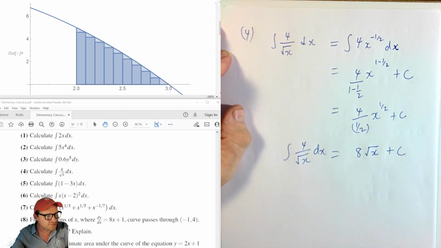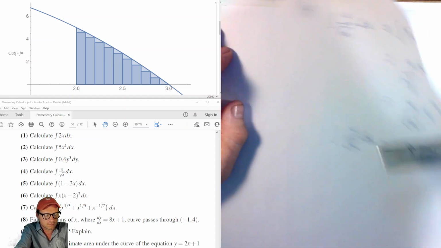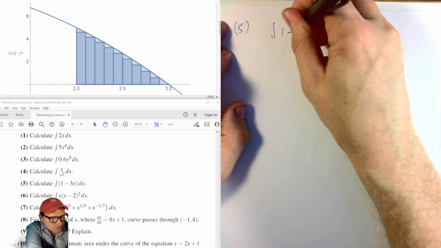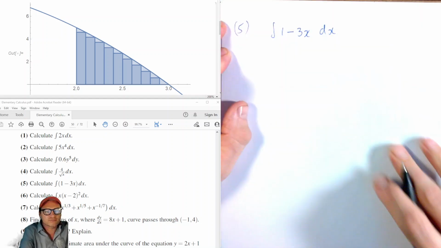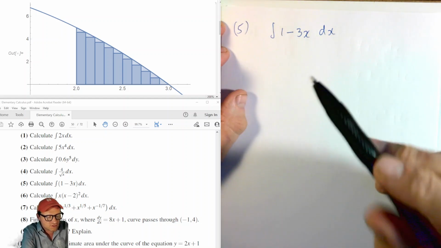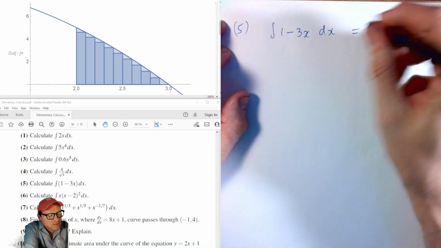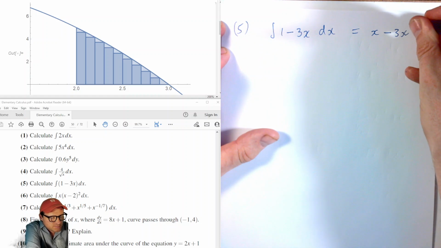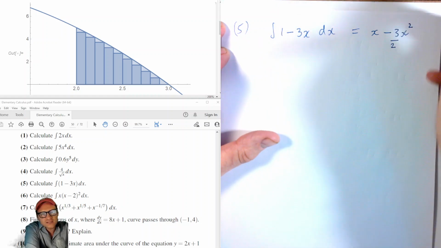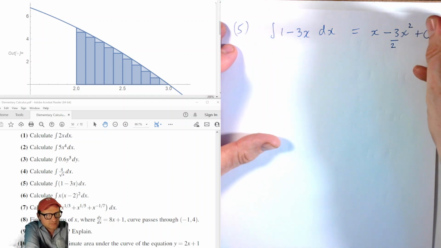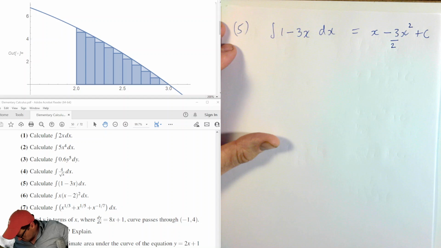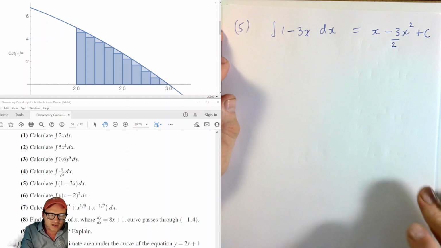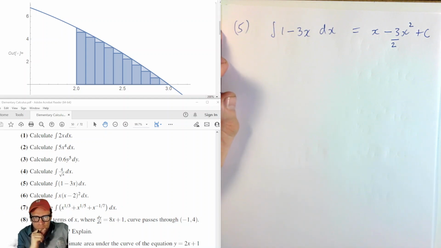Okay, let's do question 5. We have a simple polynomial to integrate with respect to x. The integral of 1 is just x. The integral of minus 3x is minus 3x to the power 1 plus 1, which is 2, all over 2. And then we add a plus c. Now, did I do that in the last one? I think so, but let me know if I forgot. Yeah, looks like it. Okay, good. Now let's simplify this. Well, there's nothing really to simplify, is there? So we're done with that one.